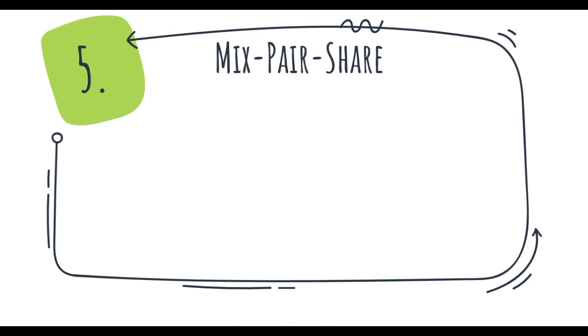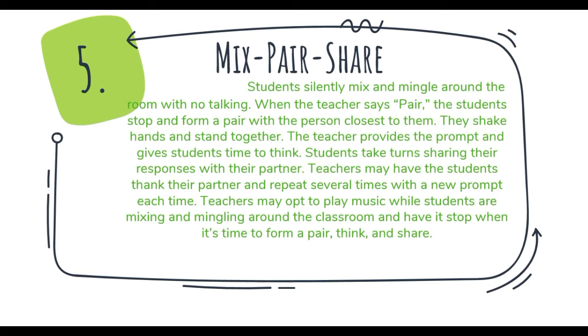Fifth, mix, pair, share. Students silently mix and mingle around the room with no talking. When the teacher says, pair, the students stop and form a pair with the person closest to them. They shake hands and stand together. The teacher provides the prompt and gives students time to think. Students take turns sharing their responses with their partner. Teachers may have the students thank their partner and repeat several times with a new prompt each time.